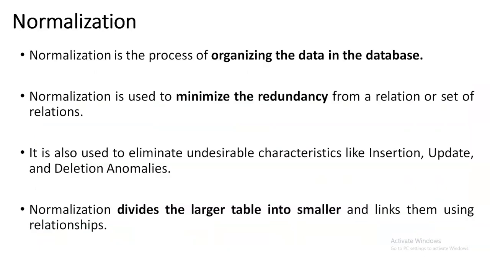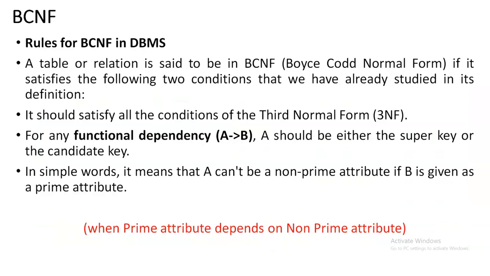So to quickly tell what normalization is: it is the way of organizing the data in the database so that no redundancy of data is there, and also to eliminate the anomalies like insertion, update and deletion. How do we make a table normalized? You divide the larger table into smaller ones, and the smaller tables are joined together using a foreign key to give a relationship between both tables. So now we'll see what is BCNF.